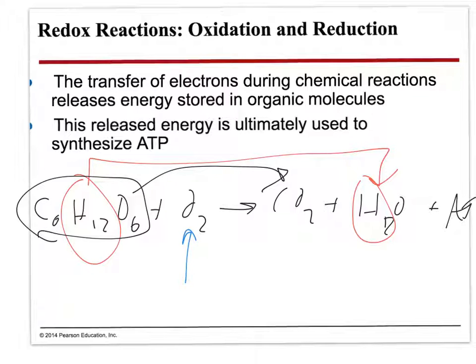Oxidize is losing. OIL RIG. Oxidation is losing, reduction is gaining. Got it? It's a little thing that I learned way back when. Okay? So, what is being oxidized is losing. Glucose is losing electrons in the form of hydrogen to CO2. Oxygen is being reduced. Reduced is gaining electrons, in the form of hydrogens, to form water.